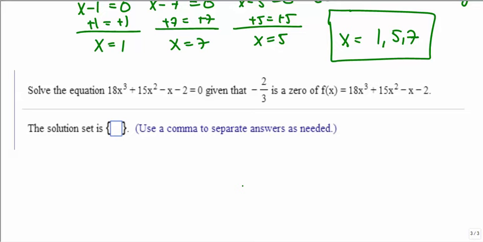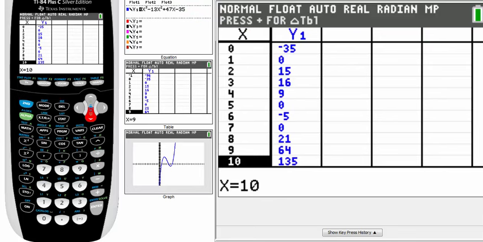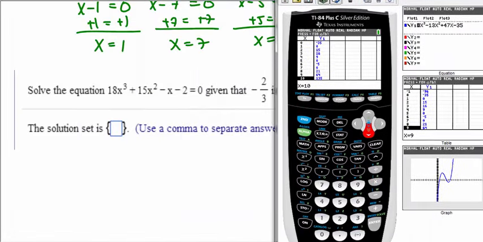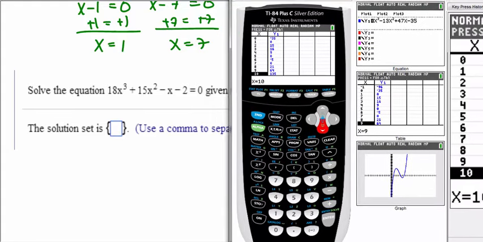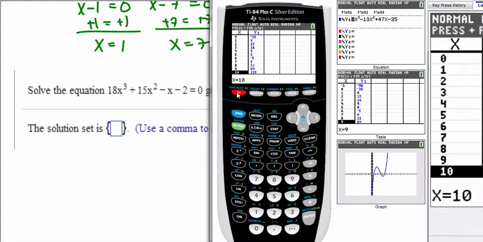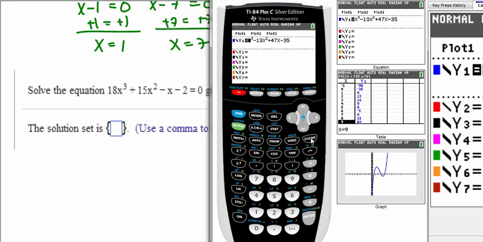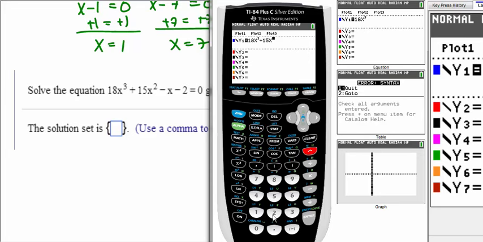So to get started with this one, as usual, I still recommend we graph it even though I'm kind of concerned that I have this root of a negative 2/3, so that tells me right away I don't have integer values that are the easy ones to find. So let's start by graphing y equals 18x cubed plus 15x squared minus x minus 2.